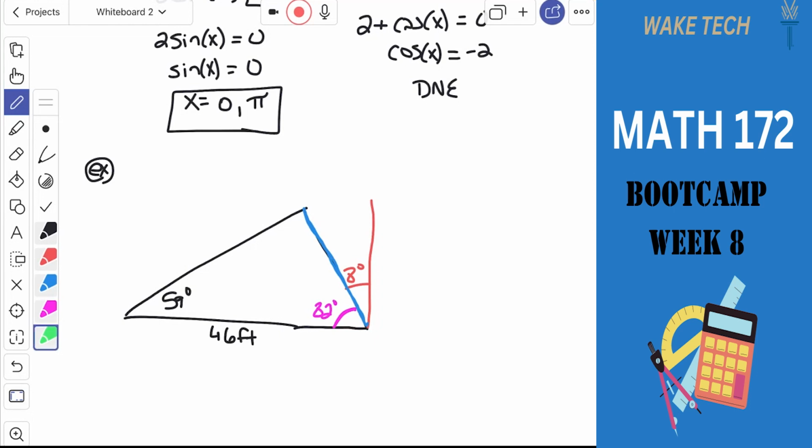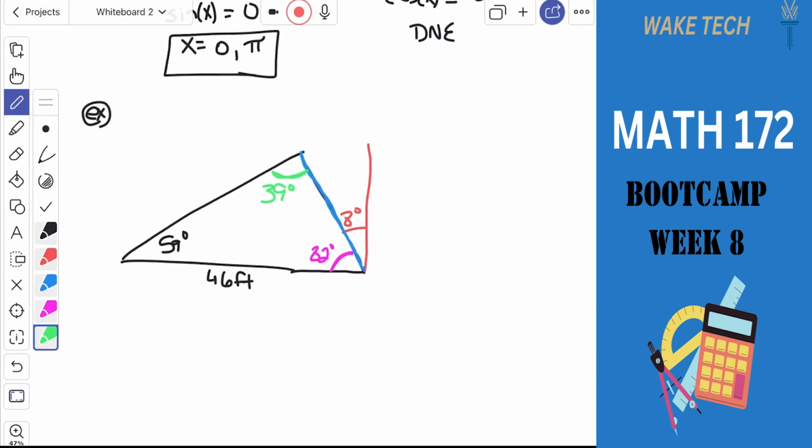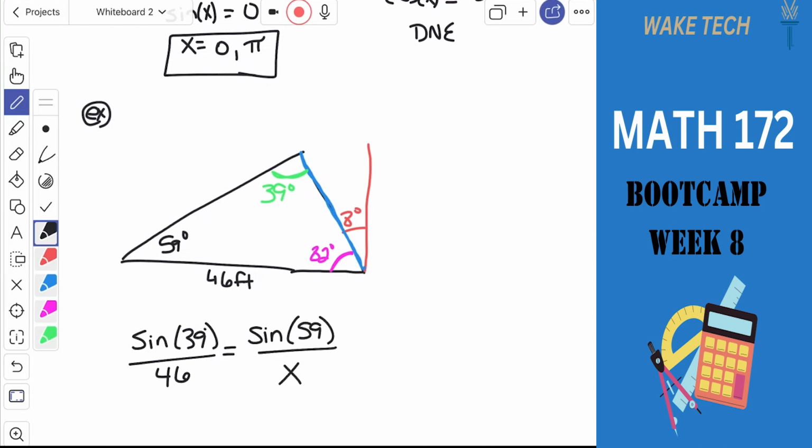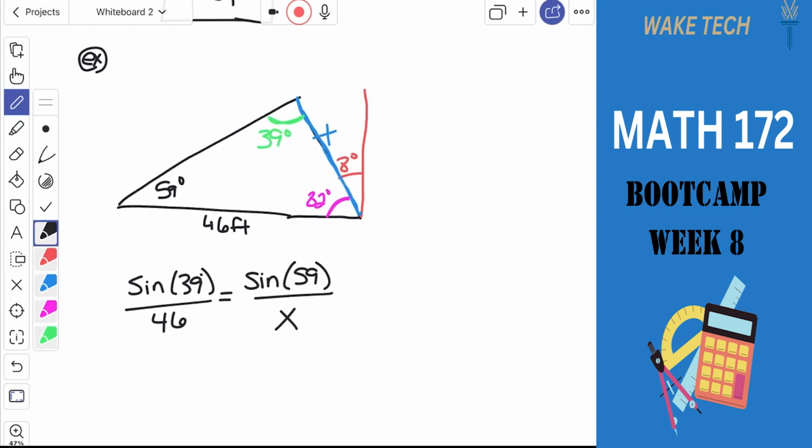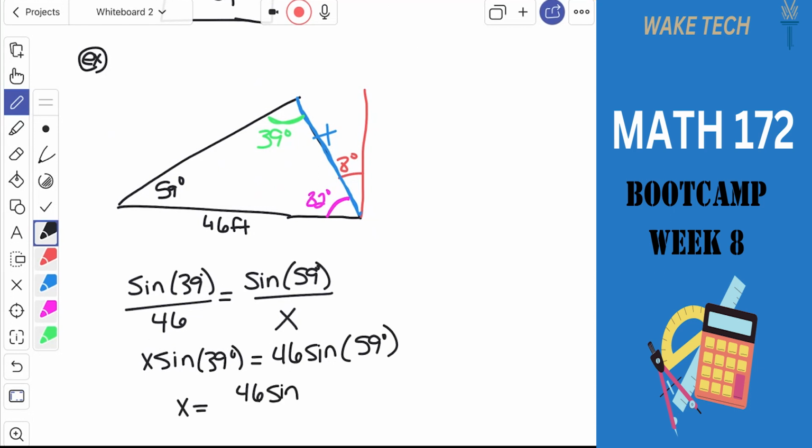Now that we know the 82, we can also get this third angle, the one up here at the top, by subtracting 180 minus 59 minus 82 to get 39 degrees. But to get the length of the pole there, we can use the law of sines. So we can do sine 39 over 46 equals sine 59 over x, the length of the pole. We cross multiply, we get x sine 39 equals 46 sine 59, which means x is 46 sine 59 over sine 39.